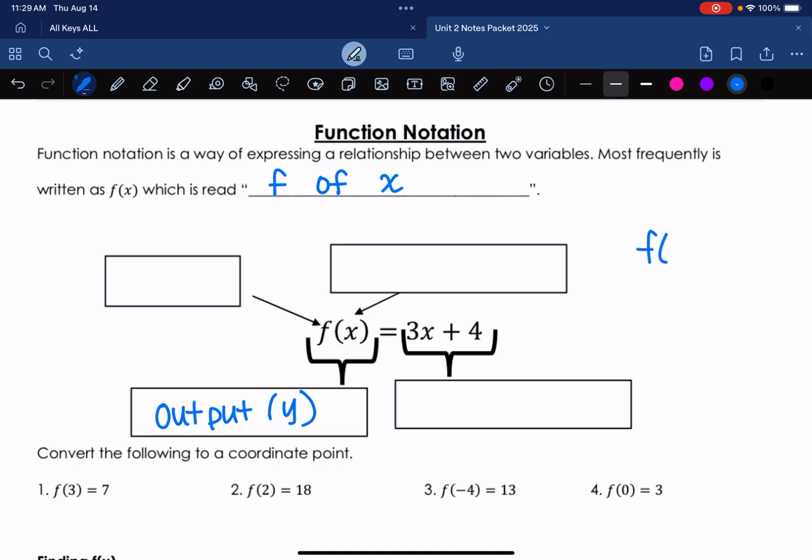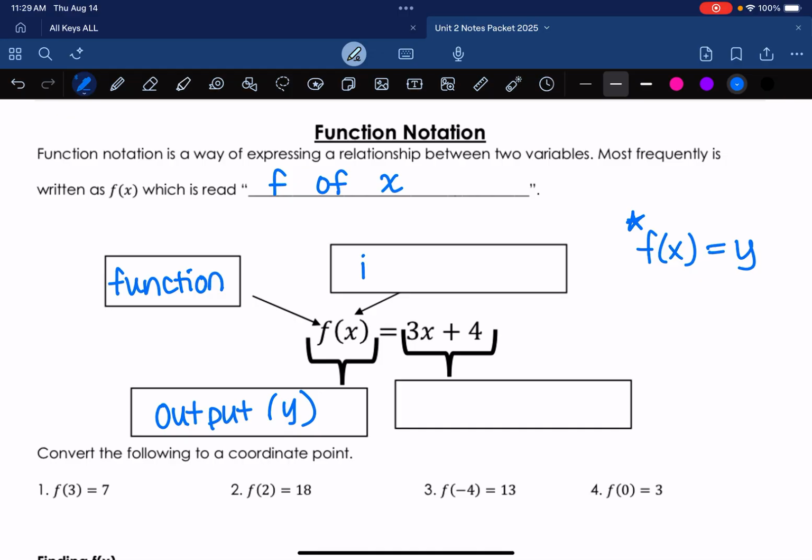I like to write out, just as a reminder, f of x is equal to y, okay? That's a good thing to remember as you're working through it. Where f just represents function. We don't always use f. We could use g, h, any letter can represent a function. It's just a way that we name them.